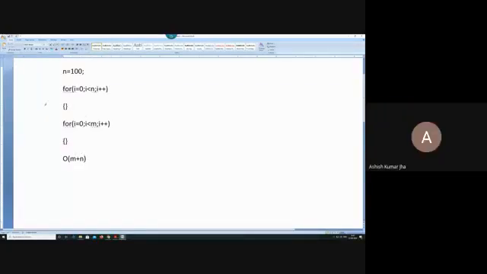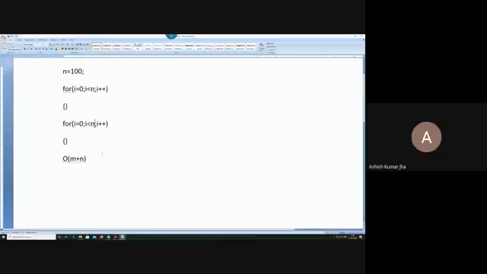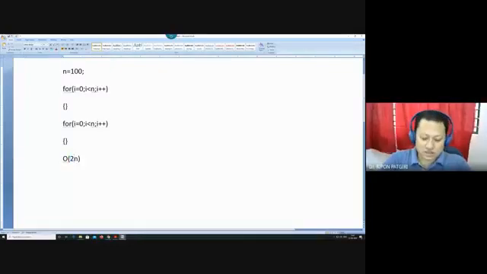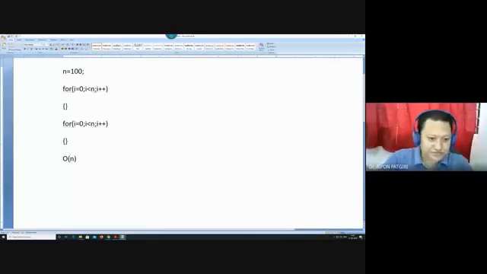Suppose this is n and this is n. What is the time complexity? Big O of twice n. 2 is a constant, so it is Big O of n. Am I clear? Yes, sir.